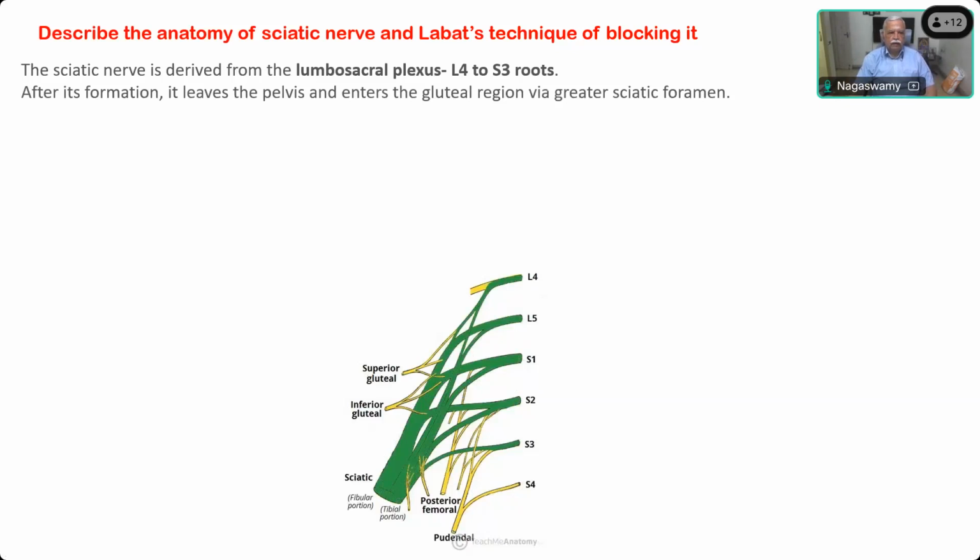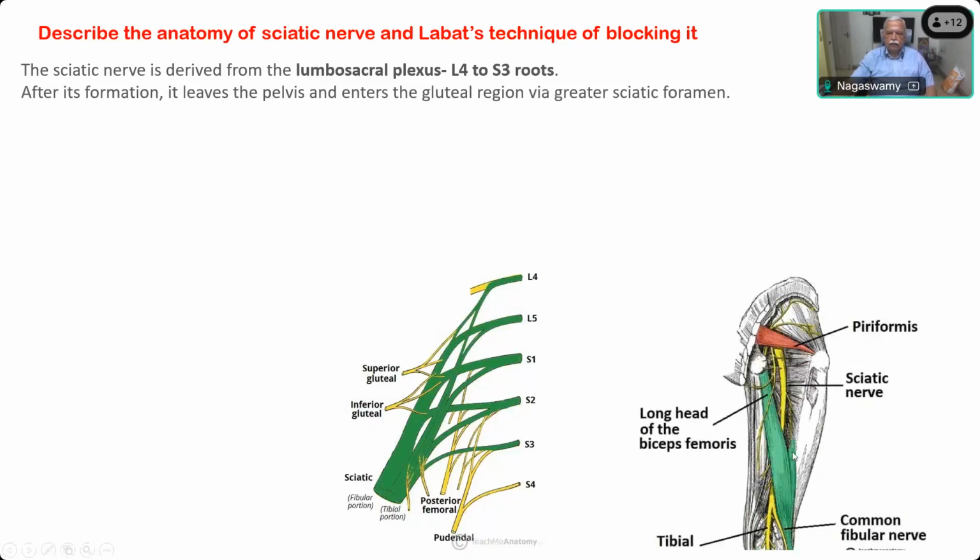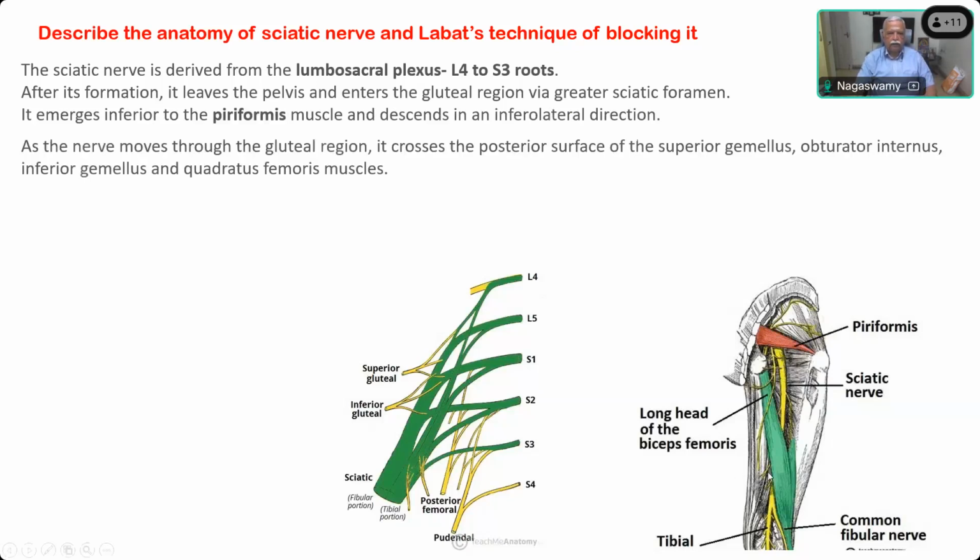So after formation, it leaves the pelvis and enters the gluteal region via the greater sciatic foramen. This is a very important landmark. And this picture tells you how the sciatic nerve exits under the piriformis muscle. This is one of the important muscles which cover the nerve at the point of exit from the pelvis through the greater sciatic foramen. So it emerges inferior to the piriformis muscle and descends in an inferolateral direction on the posterior side.